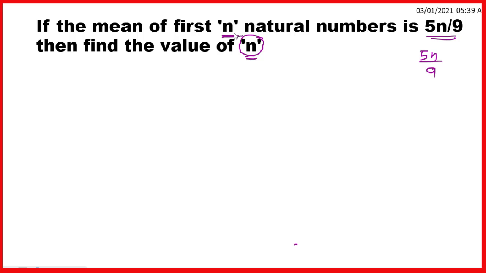So here we know that how to find the mean or how to find the average. We find the mean as sum of all the observations divided by number of observations. So sum of all the observations, there are first n natural numbers, so its sum will be what? 1 plus 2 plus 3 plus so on plus n. This will be the sum of all n natural numbers upon total number of observations, that will be n. And this is the mean or this is the average, but this mean is given as 5 upon 9.